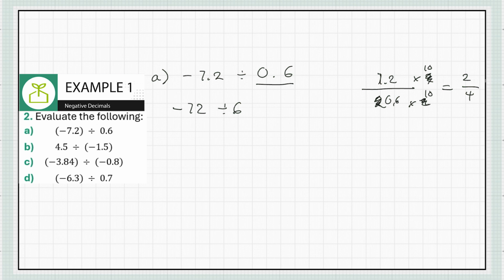Okay, now that that's done, we can do negative 72 divided by 6. Now, a negative divided by positive is going to be negative, and 72 divided by 6 is going to be 12.